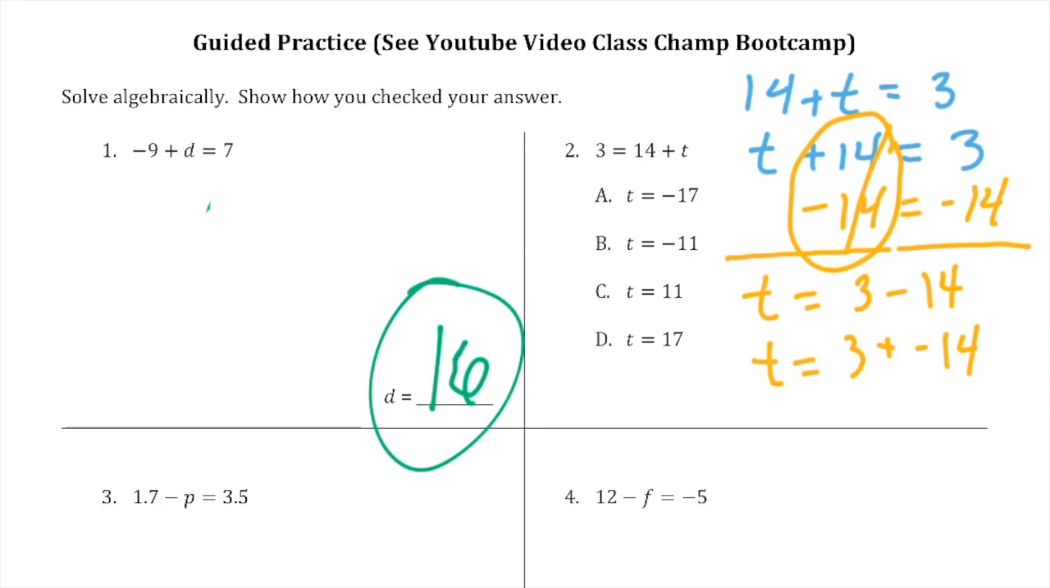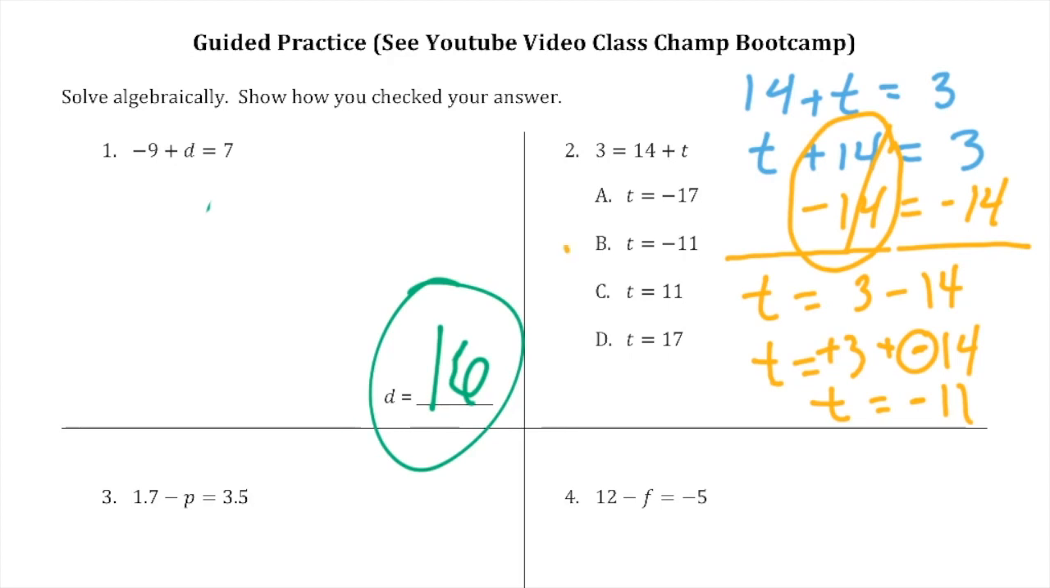Well, 3 plus negative 14 is negative 11. We subtract because 3 is positive and 14 is negative, and when the signs are different, you find the difference. Because a negative sign has the higher magnitude, then my answer also has to be negative. So t is equal to negative 11.